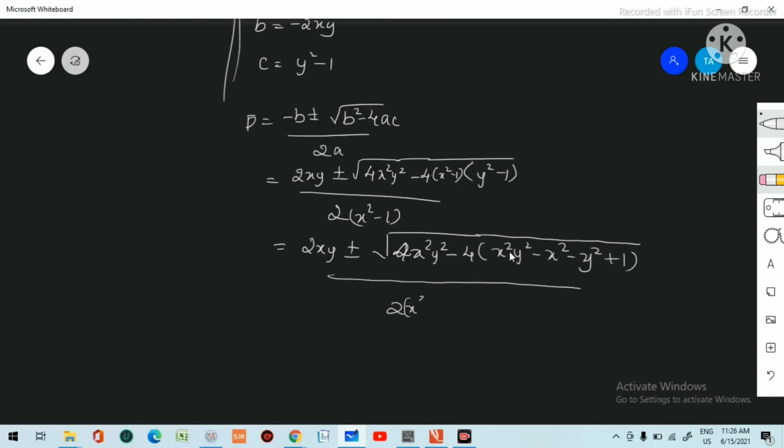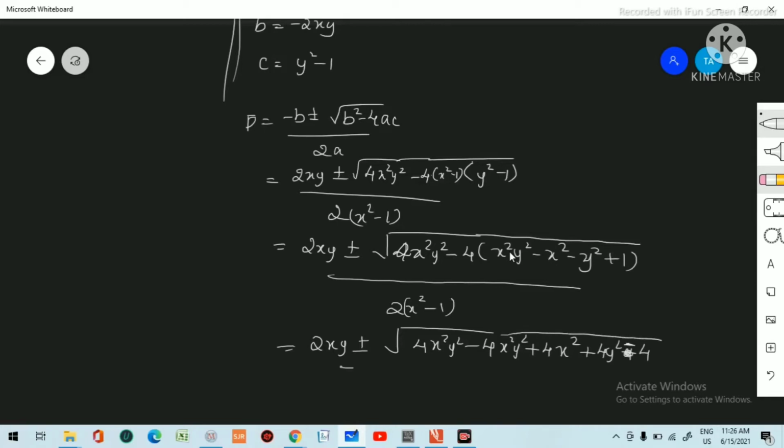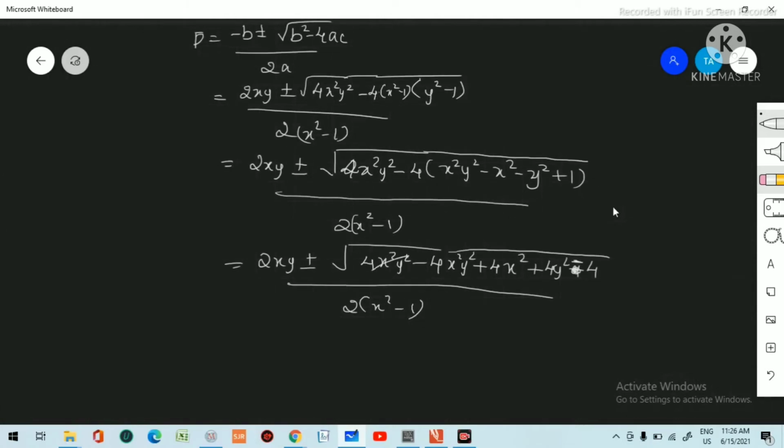Yes, sir. x square minus 1. So 2xy plus or minus square root of 4x square y square minus 4x square y square plus 4x square plus 4y square minus 4, divided by 2 of x square minus 1. So these two parts will get cancelled, and I will be remaining with 4x square plus 4y square minus 4.